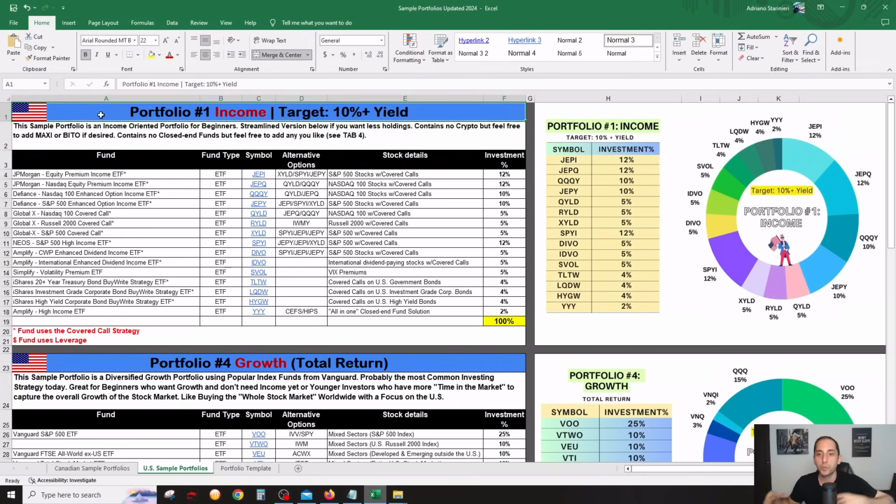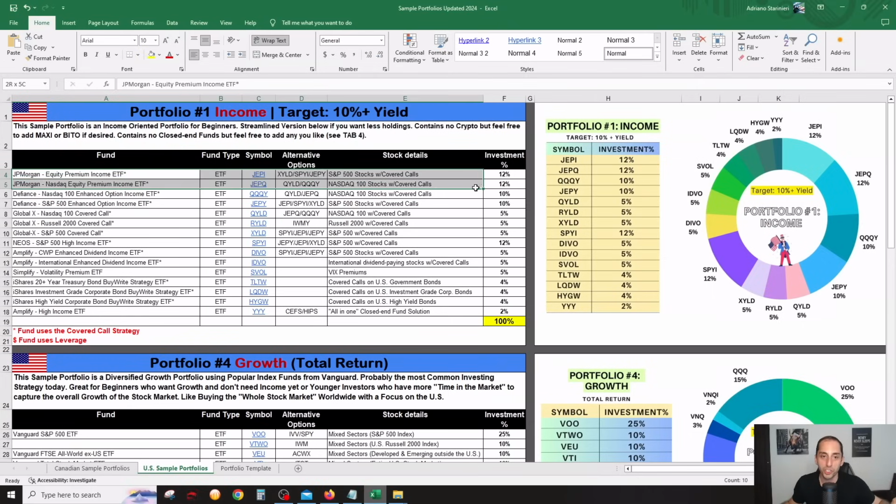So just a disclaimer before we get started, these are not recommendations. They're meant to be really sample portfolios to give you some ideas, some inspiration to get started. I just want to make sure that's clear. So let's go through it real quick here. With the income portfolio, you have 15 funds.